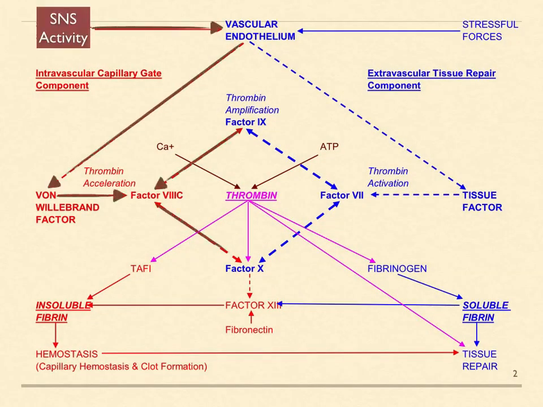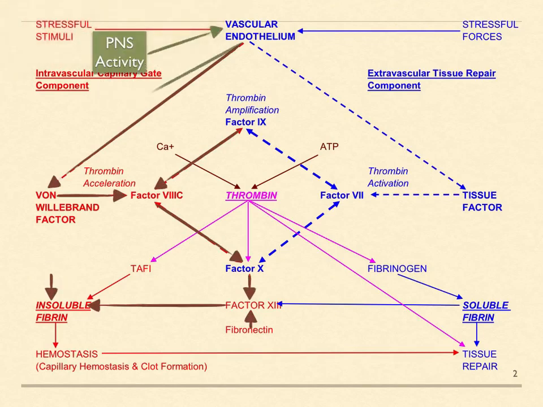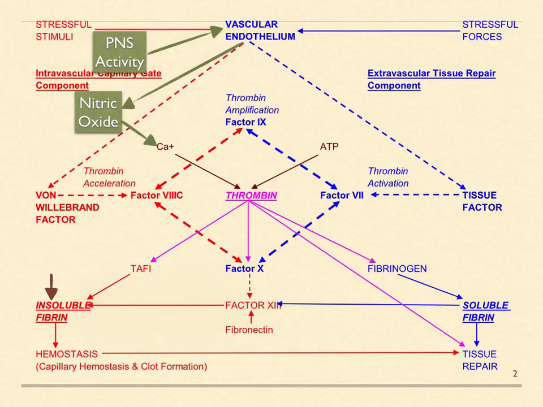This slideshow reviews the enzymatic interactions that generate and disintegrate insoluble fibrin in accord with autonomic balance. Sympathetic activity releases von Willebrand factor to generate insoluble fibrin, and parasympathetic activity releases nitric oxide to disintegrate insoluble fibrin into fibrin split products, or FSP.